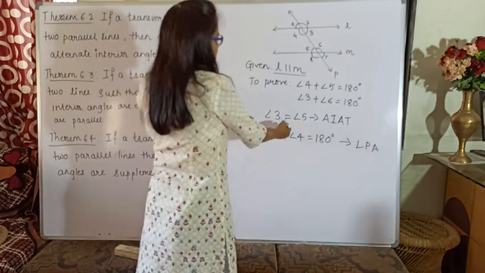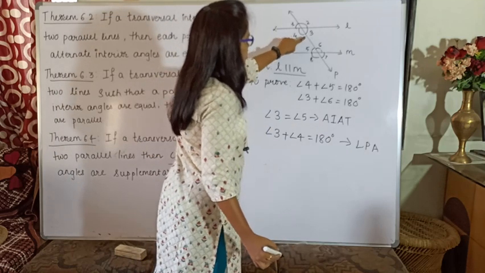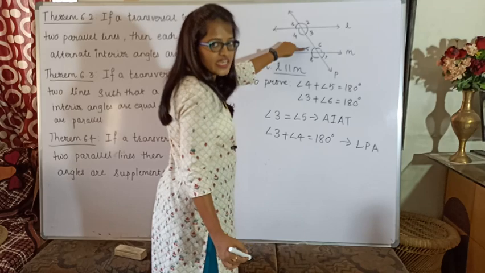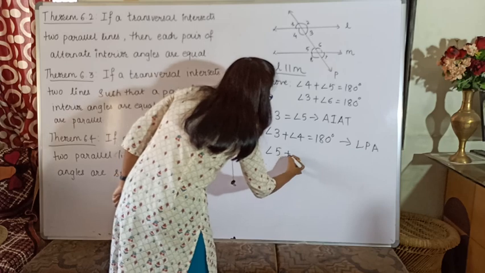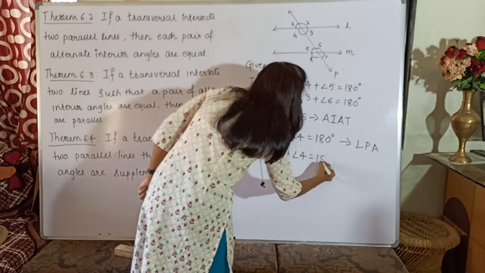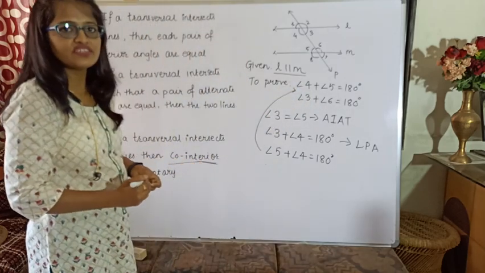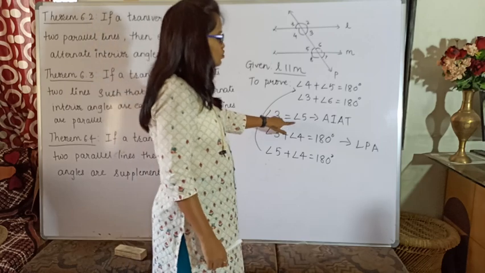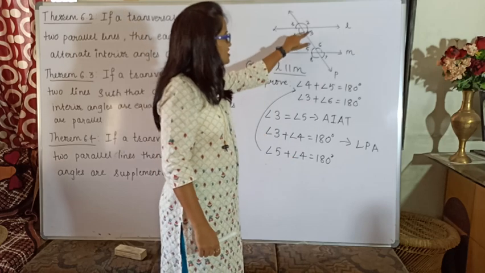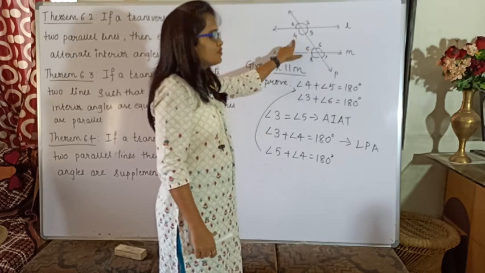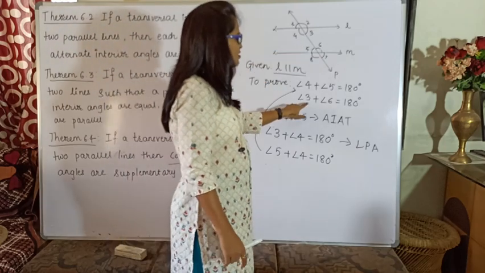So angle 3 is equal to angle 5 and angle 3 plus angle 4 is 180. Can I replace angle 3 with angle 5 since they are equal? So I can write angle 5 plus angle 4 is equal to 180 degrees, and this is what is to be proved. That is, the sum of angle 4 and angle 5 is 180. Okay, pretty easy. Which two results have we used? We have used the alternate interior angles theorem and the linear pair axiom. Since 3 is equal to 5 and 3 plus 4 is 180, I can replace 3 by 5 and hence 4 plus 5 is 180. Similarly, we can write 3 plus 6 is also 180.